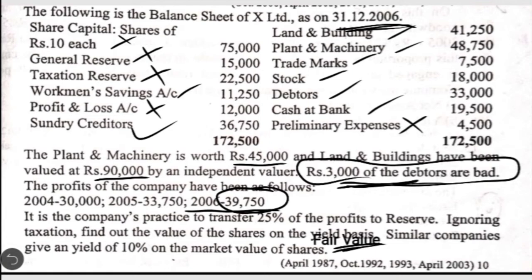Then from the average profit, here they have given that we have to ignore the taxation. So we have to ignore taxation, and then the next step would be for transferring a certain portion of the profit to the general reserve.